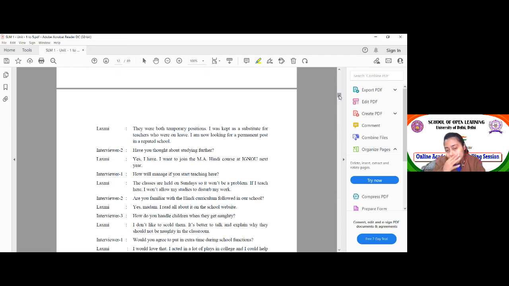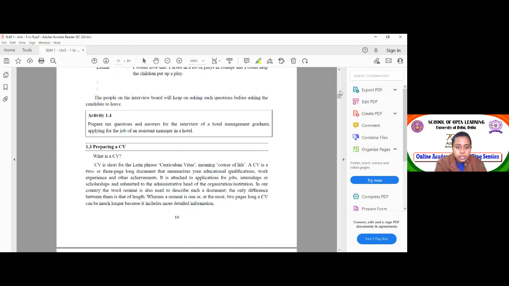So as you can see, after they talk very briefly about Lakshmi, they immediately come to the matter of the job, right? So they move from the introduction to the main topic and reason for the interview, which I was telling you. Then they ask you questions.